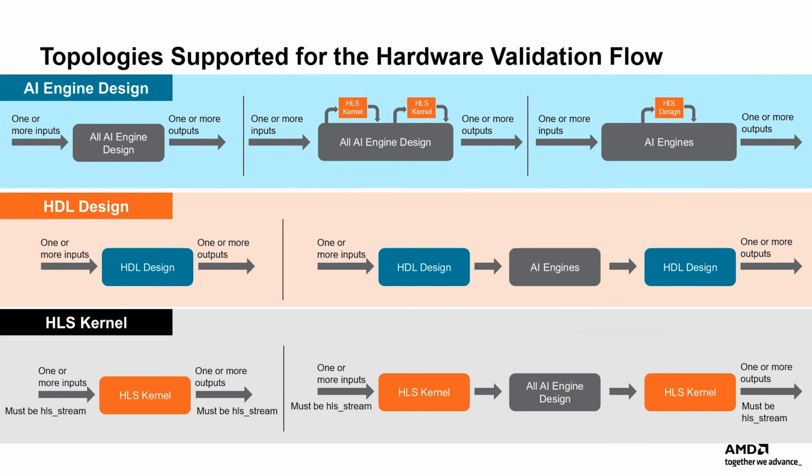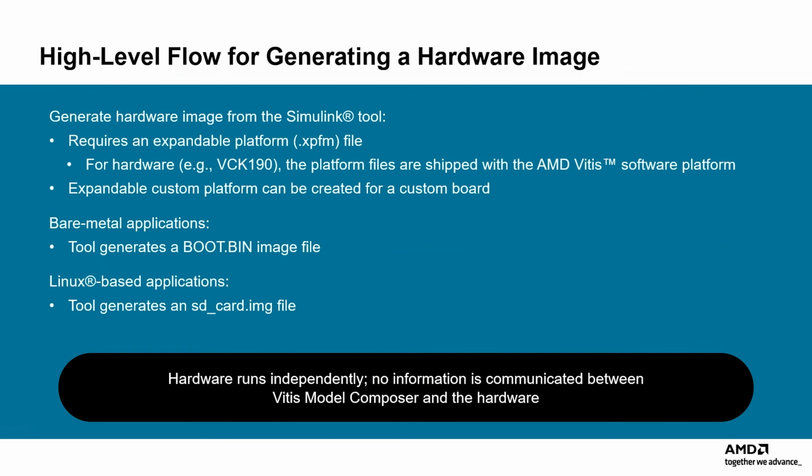This figure shows the topologies that are supported for the hardware validation flow. You can generate a hardware image for designs with only AI engine subsystems, designs with both PL and AI engine subsystems, or designs with only PL subsystems. To generate the hardware image from a Simulink tool design, you should have an expandable platform that is a file with the .xpfm extension.